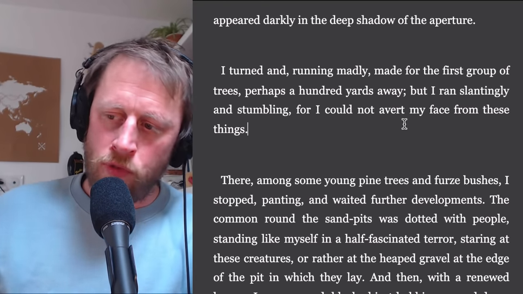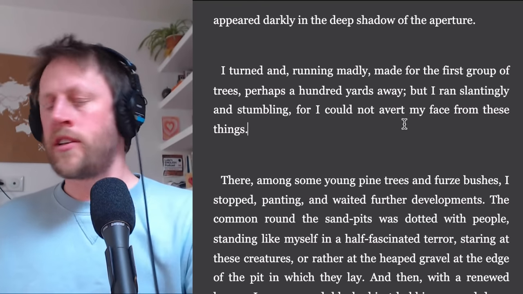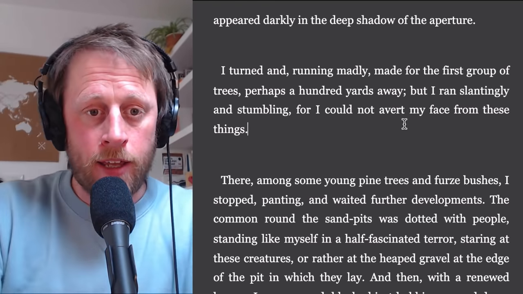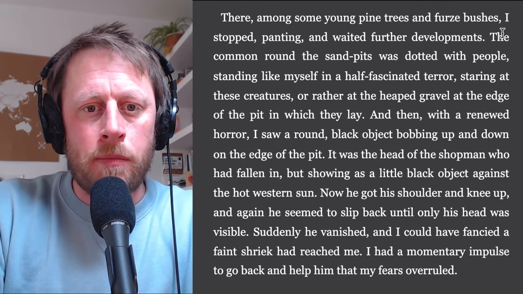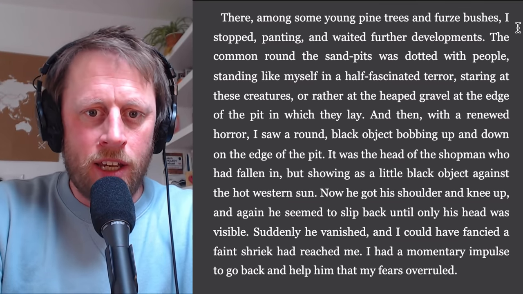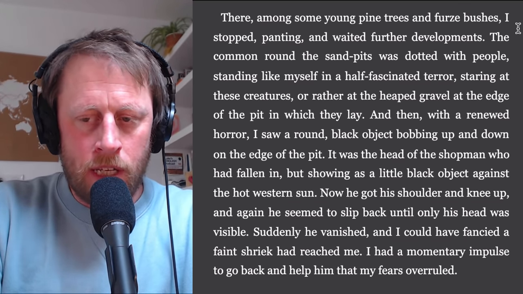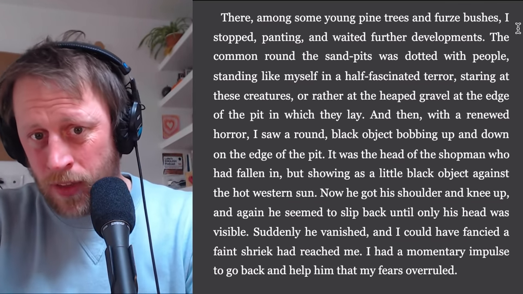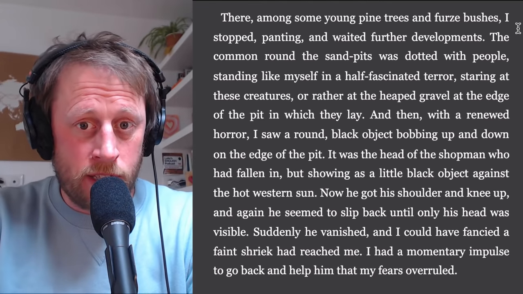So he started to run away, maybe about 100 yards, but he was running sort of diagonally and he kept looking back. There, among some young pine trees and furze bushes, I stopped, panting, and waited further developments. So he ran under the cover of some trees and just sort of waited.